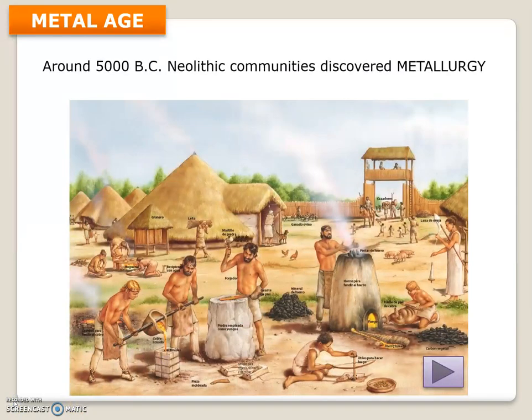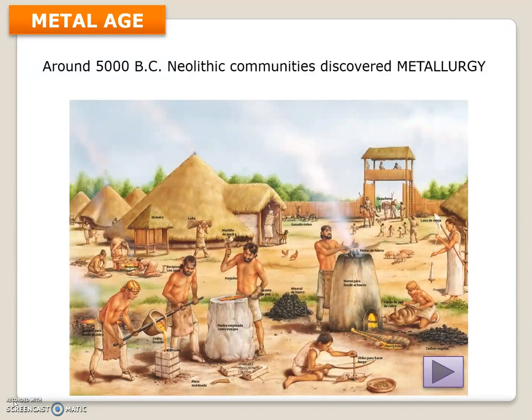Around 5,000 years before Christ, Neolithic communities discovered metallurgy. That's the point of change. We stop talking about Neolithic and we start talking about Metal Age because of this discovery. This discovery involves a complex technology. This complex technology had different stages.